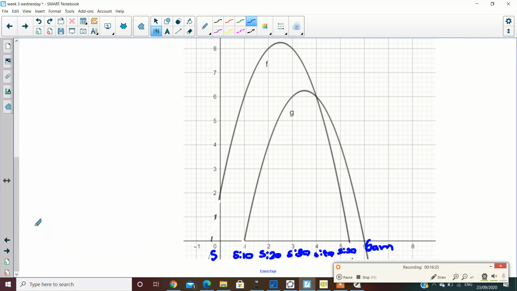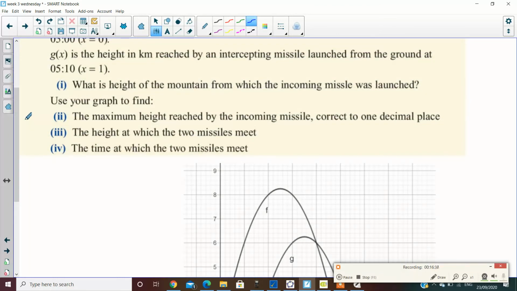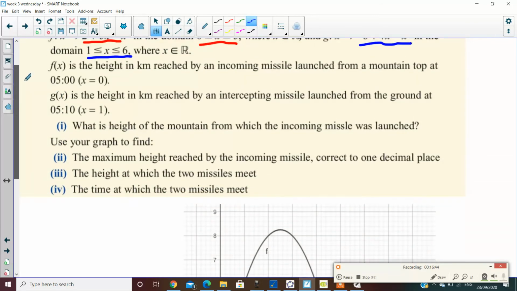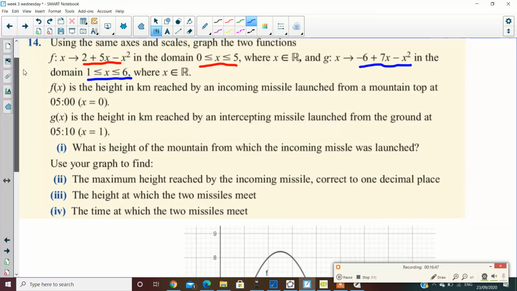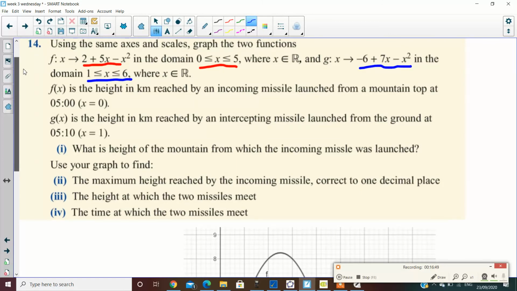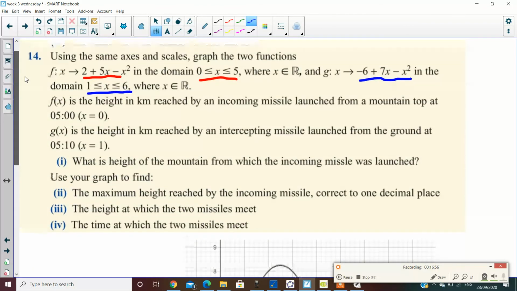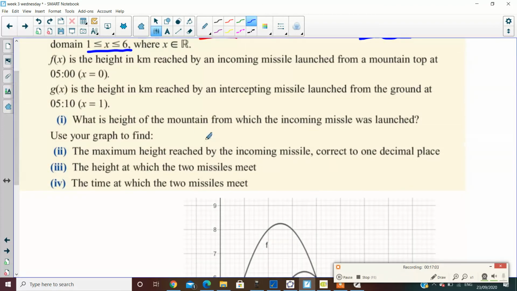Okay. Now, the incoming missile was launched. Which one's the incoming missile? The incoming missile is the one that was launched at 5 o'clock. How high up is it to begin with? 2. What does 2 represent? 2 represents 2 kilometers. So did everybody get a height of 2 kilometers above the ground? Is that right with you guys?